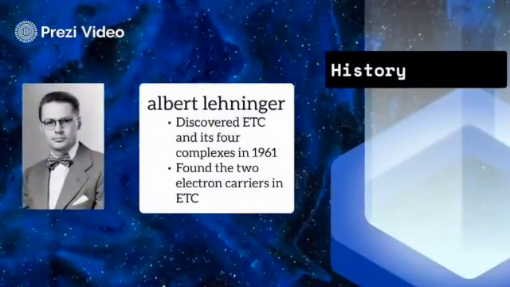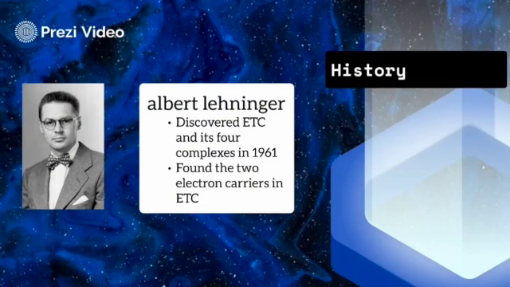The history of ETC. ETC was discovered by Albert Lehninger at the University of Wisconsin in 1961, and he also found the 2 electron carriers in ETC.